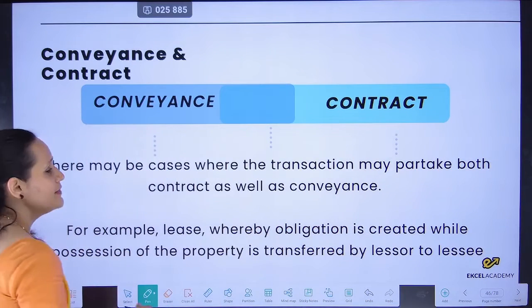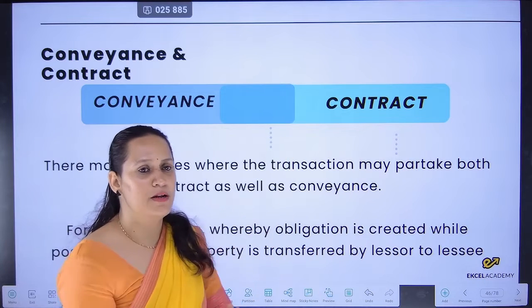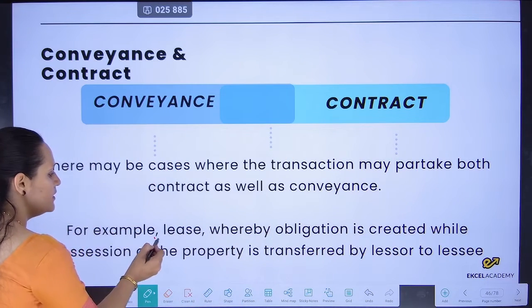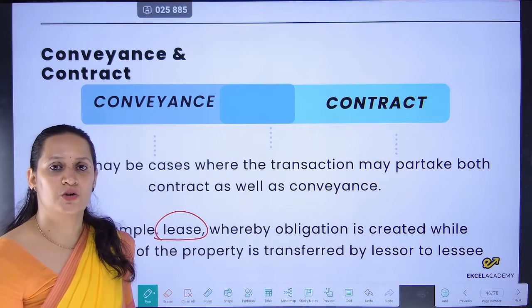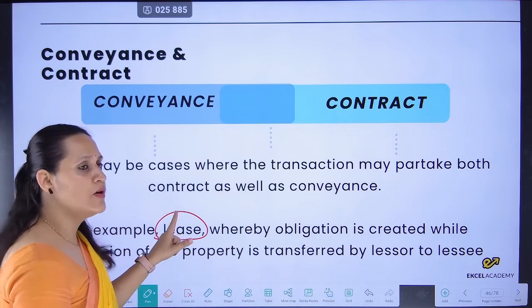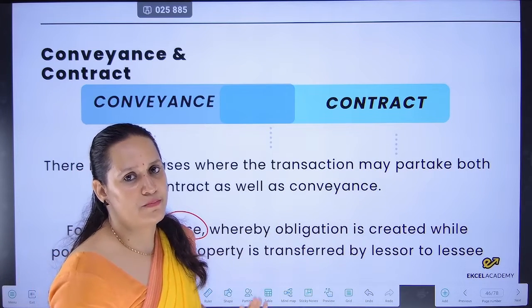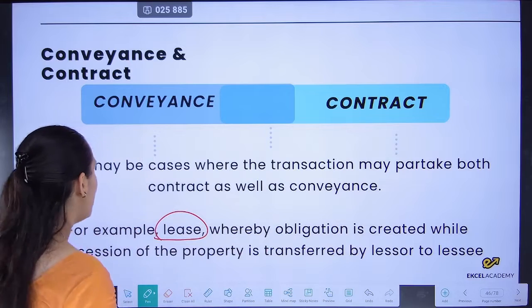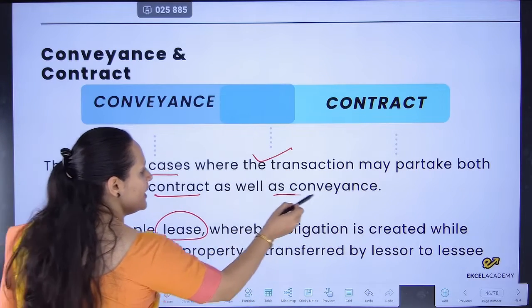Next, there are certain cases, certain examples, where both conveyancing and contract will be similar. For example, the lease. The ownership is going to remain with the owner. He is only going to transfer his right to use that property for a specific duration of time. Right? So in that case, there are certain cases where the transaction may partake of both contract as well as conveyance.